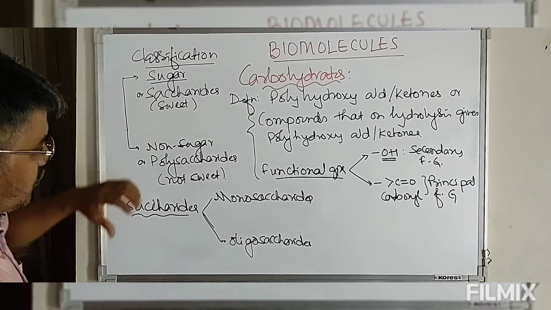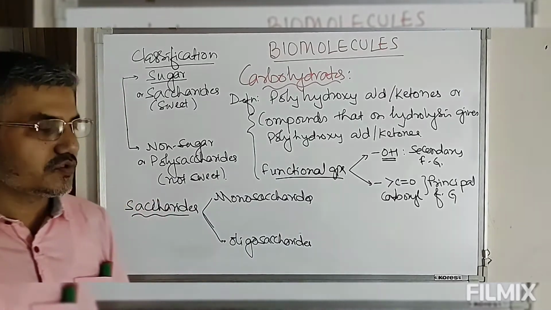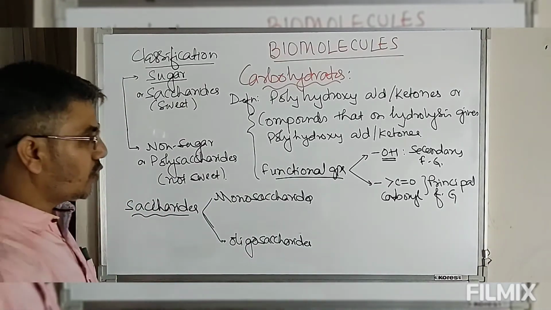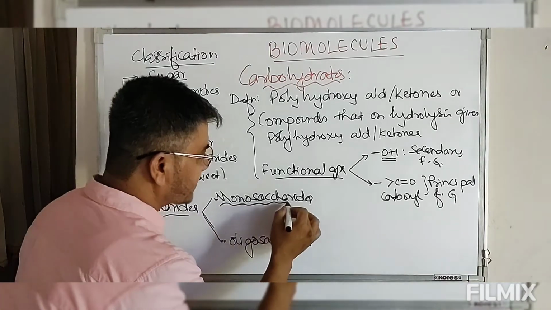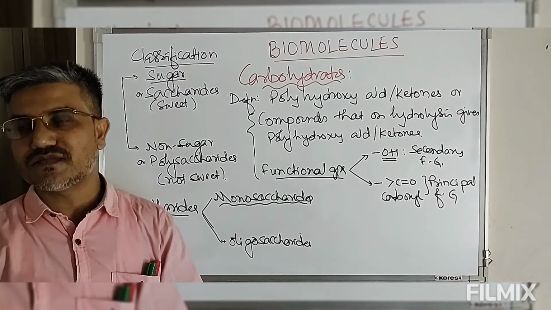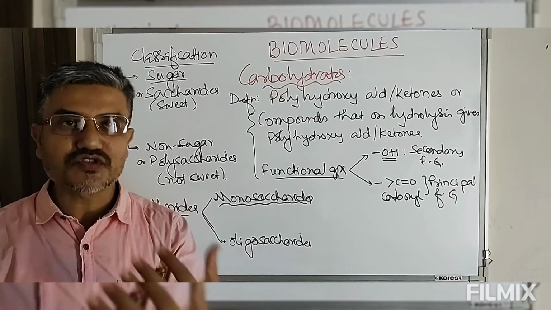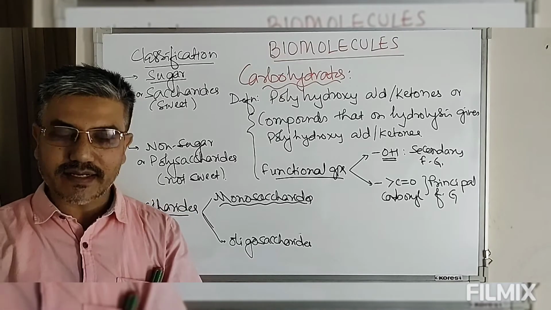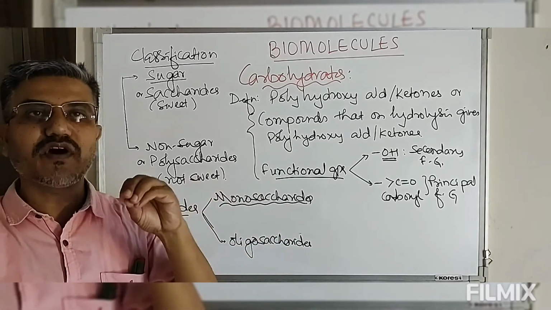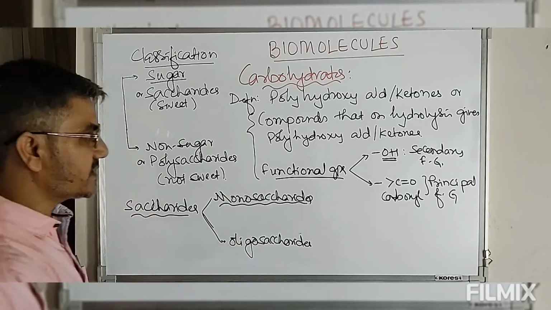So we have the saccharide. Saccharide is further sub-classified into two, monosaccharides and oligosaccharides. Now these monosaccharides, these are the sugars, the smallest unit of the sugar, which cannot be further hydrolyzed into smaller units. So those saccharides are known as monosaccharides, meaning these contain only one sugar unit.